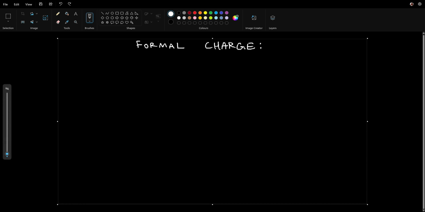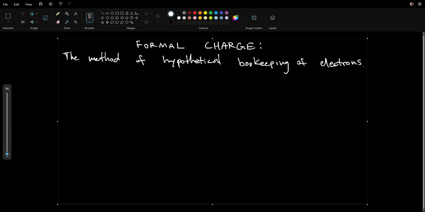So just going to go into what exactly formal charge is. Basically, formal charge is the method of hypothetical bookkeeping of electrons. Now the reason why we use this bookkeeping is in order to determine the most probable Lewis structure.